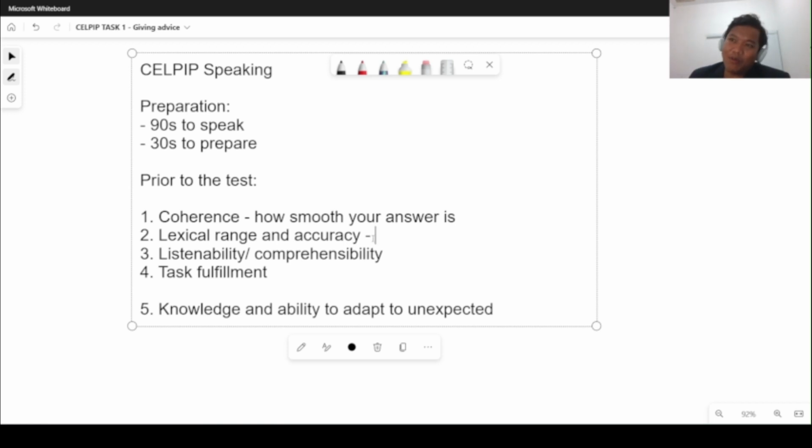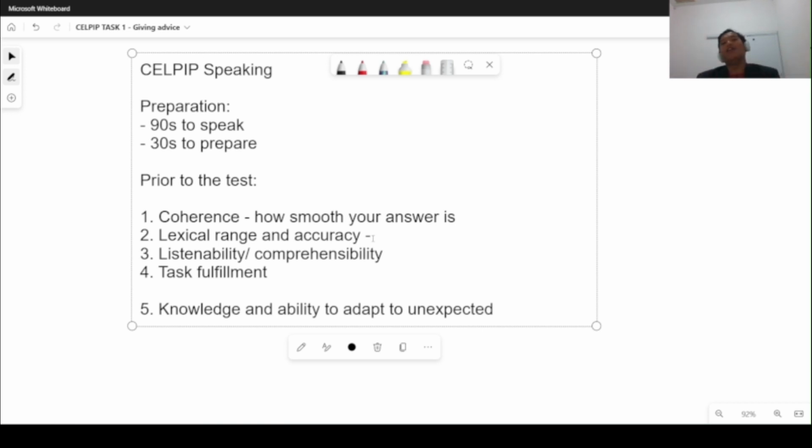Right? There are so many words in the English language that will make your point much clearer, much more concise. Those are the kinds of words you need. So instead of "you're a good person," you have to go with "you're polite, you're kind, you're generous," etc. Okay? Listenability and comprehensibility. Now, point one talks about coherence.